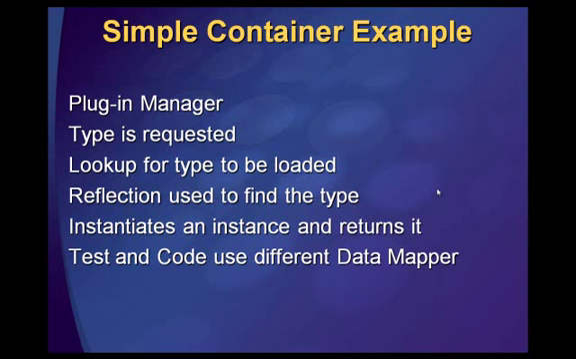Our dependency injection container is implemented as a very simple plugin manager, the details of which we will discuss in the codecast. But basically, it has one method called loadType. This method takes as an argument a string, which is the type that the application wants to load. The plugin manager then uses the configuration tables to look up what type should actually be loaded, and uses reflection to find the type, instantiates an instance, and returns it.